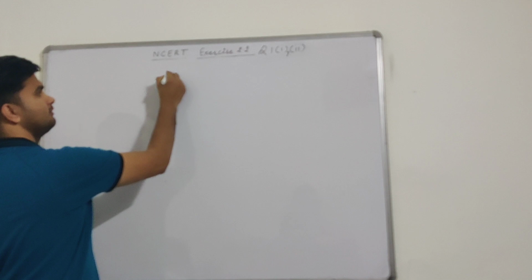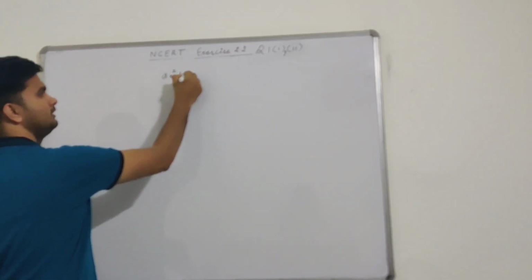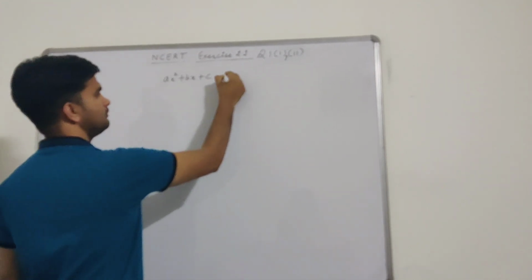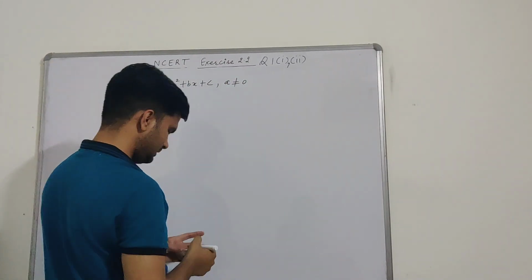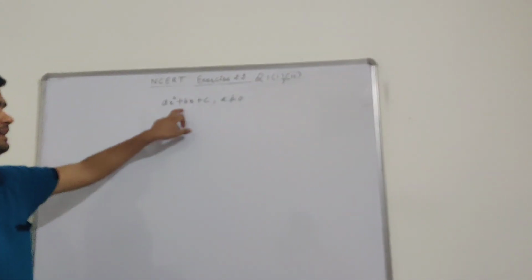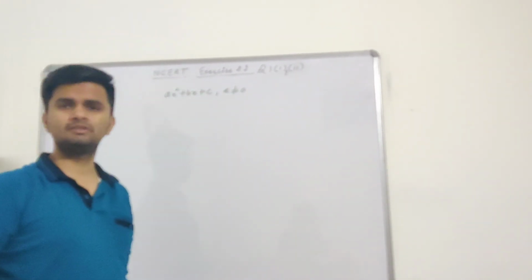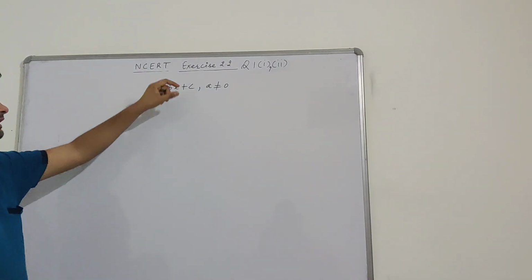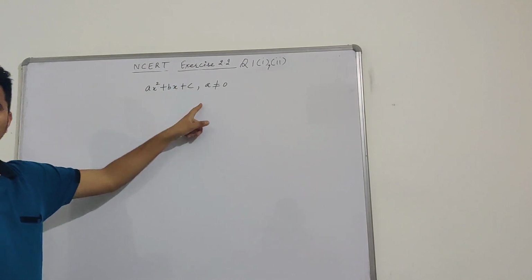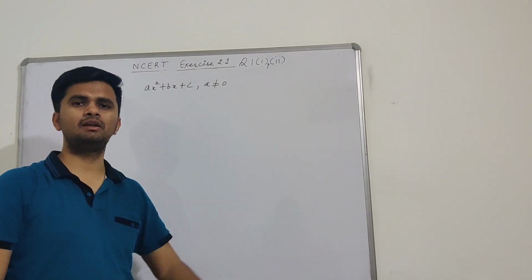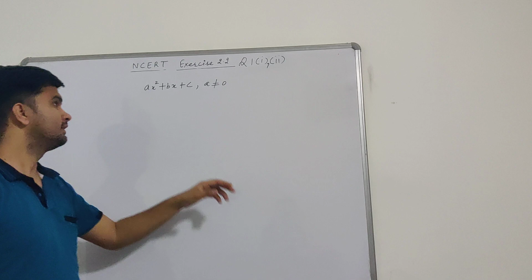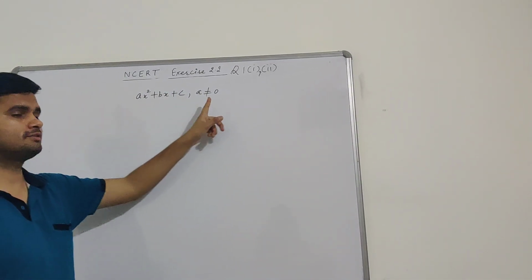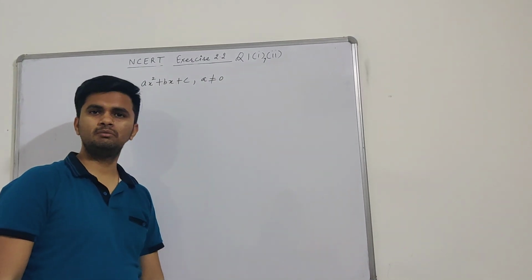I am giving you the general form of a quadratic polynomial: ax square plus bx plus c is a quadratic polynomial where a should not be equal to 0. Why is it quadratic? Because the degree of this polynomial is equal to 2. Degree means the highest power of the variable, and here the variable is x, right? So here the highest power is 2. So the degree of this polynomial is 2. That's why it is a quadratic polynomial.